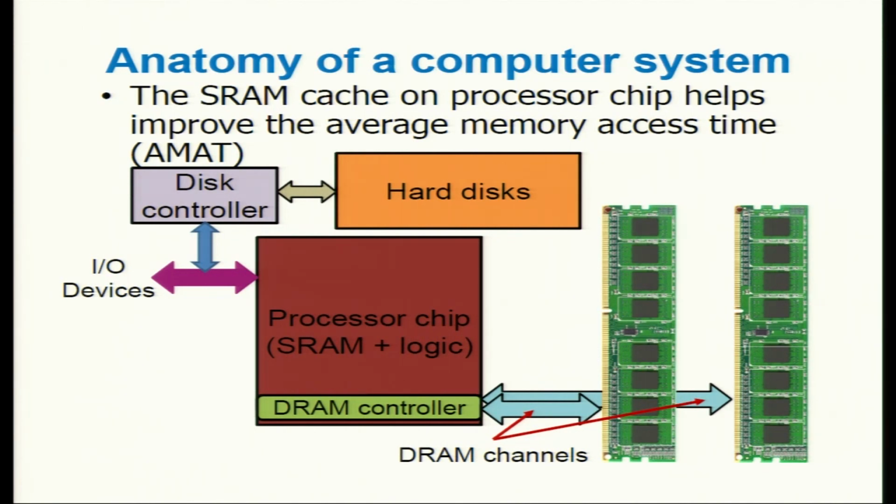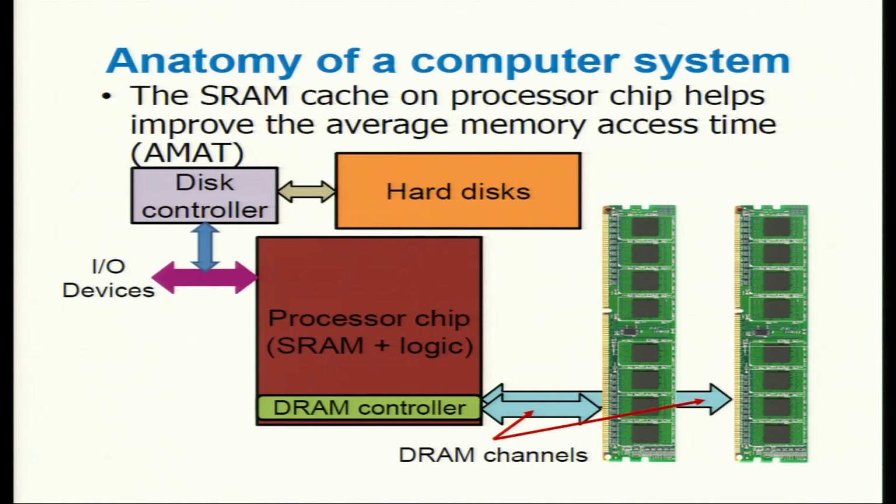And these channels are extremely important because the width of these channels and the speed of these channels dictate how fast you can ferry data between the processor and this memory. So these are very important. They dictate the bandwidth of the memory, these channels. How many you have, how fat they are, and so on.